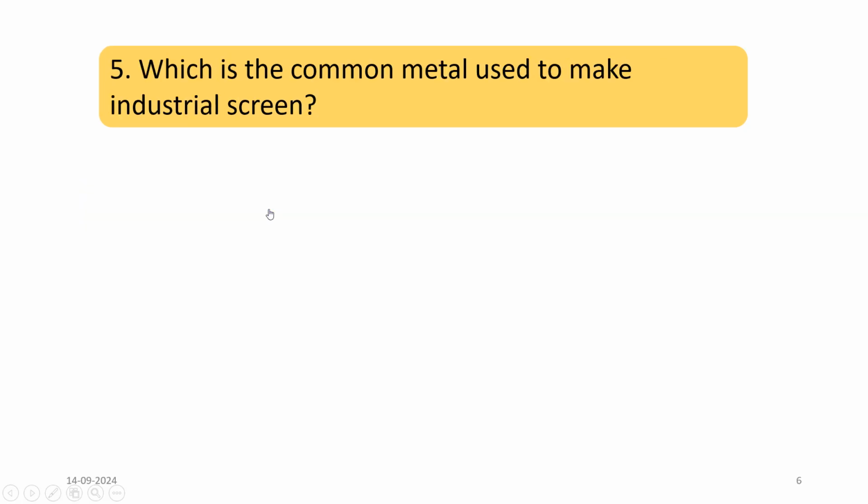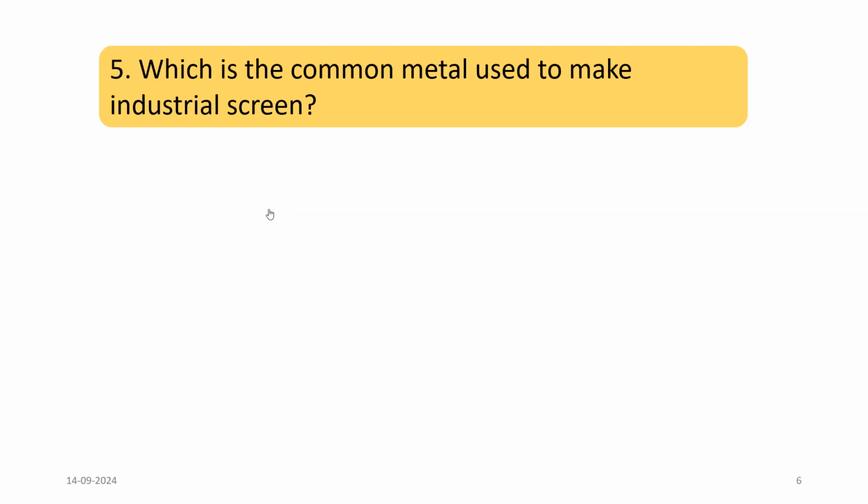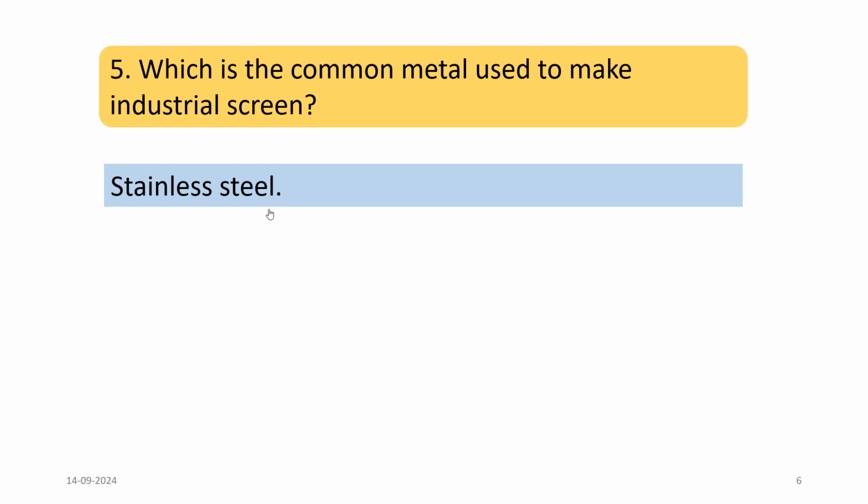Next, which is the common metal used to make industrial screens? Stainless steel. Yes, the answer is stainless steel.